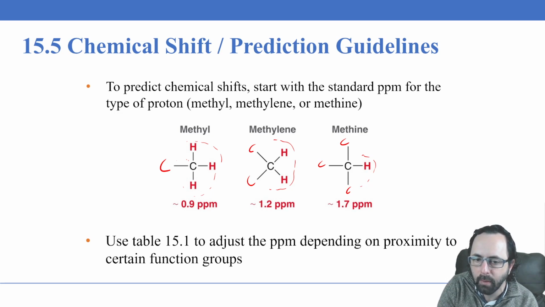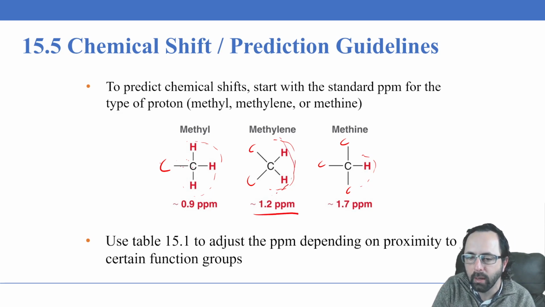I said that the wrong way. They'll be sharing in this direction, so there'll be here a little bit less shielding, and we'll have a greater ppm. I've got that reversed in my head here. So these carbon atoms here are sharing electron density with this carbon atom.